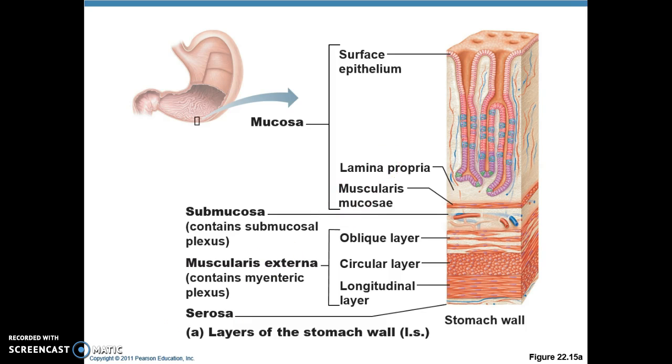We are going to stop this screencast here because 15 minutes is the max I want to do on these. So we'll pick up in the next screencast with the gastric pits and the cells that you find inside your stomach.